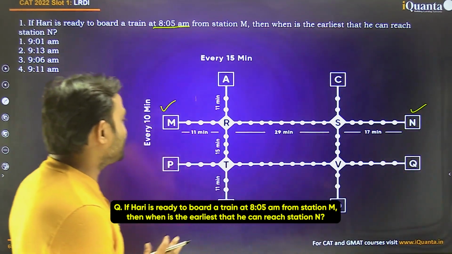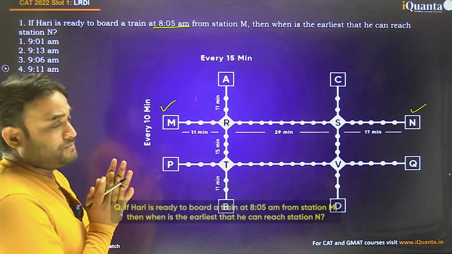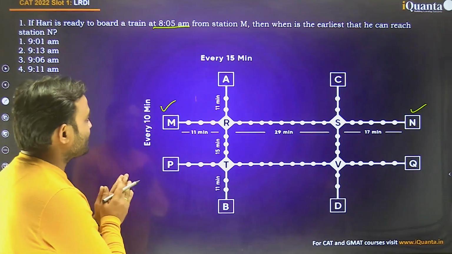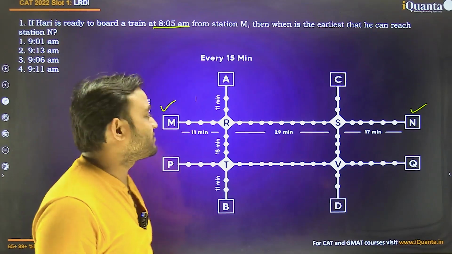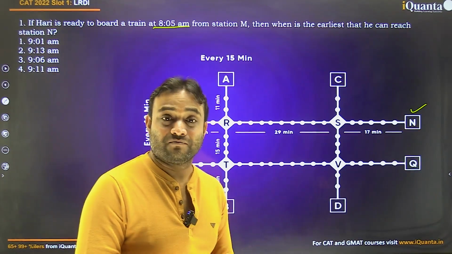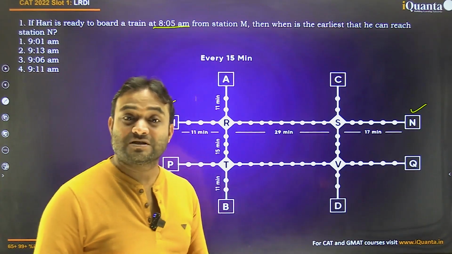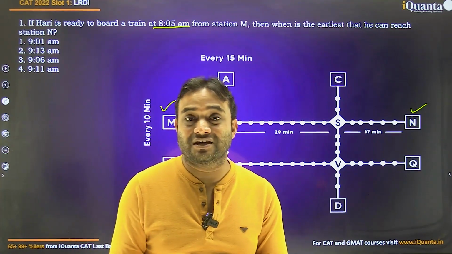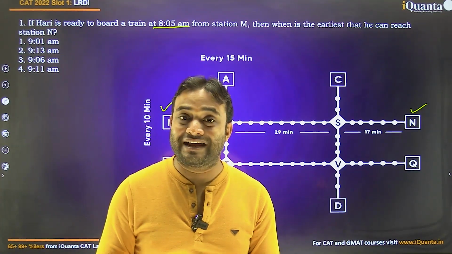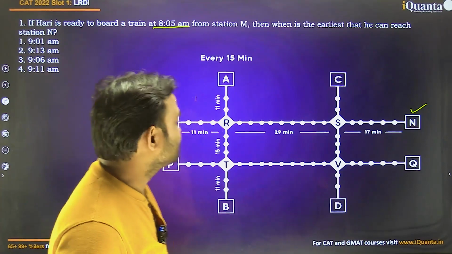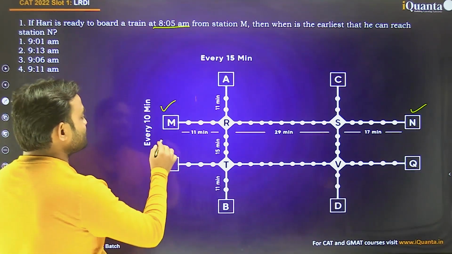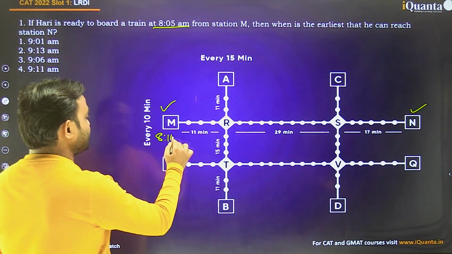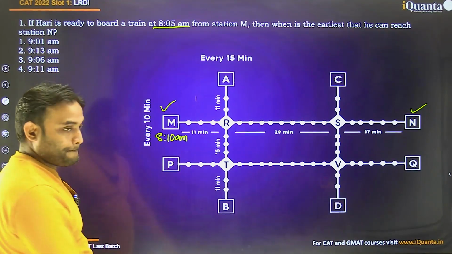So Hari is starting from station M. We know that from station M, a train is starting after every 10 minutes and the first train starts at 6 am. So the starting times of trains must be 6:10, 6:20, 6:30, ..., 8 am, 8:10, 8:20 and so on. So one train has left already at 8 am. The next train must be leaving at 8:10 am.